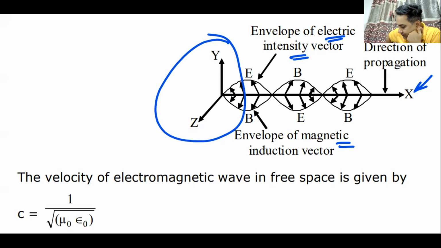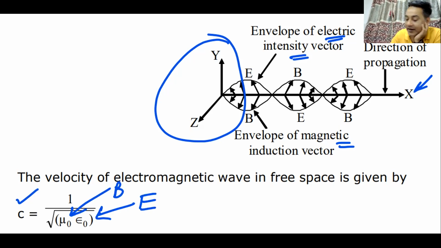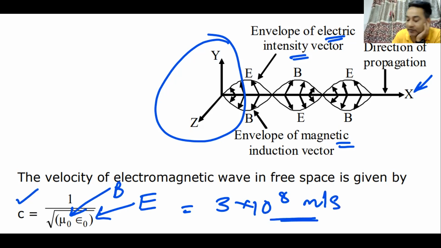The speed of light is given by the formula 1 by root over mu naught epsilon naught. Mu naught is the permeability of free space, and epsilon naught is the permittivity of free space. Mu naught comes for the magnetic field and epsilon naught for the electric field. Magnetic field is written as B, electric field as E. Therefore, light is an electromagnetic wave and its speed is 3 into 10 raised to the power 8 meters per second, and it comes from this formula. Please remember this formula: c is 1 by under root mu naught epsilon naught. I'll give you a minute to note it down.